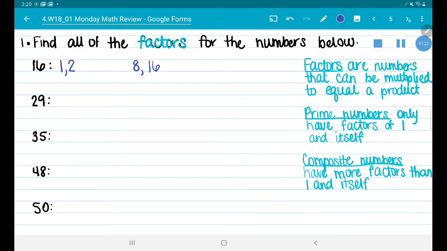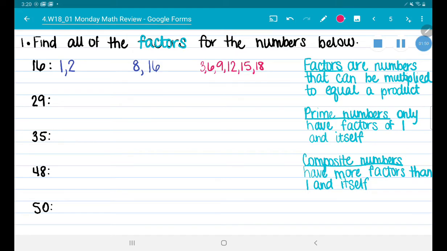And then I'm going to try 3. So I'm going to write down what I get when I skip count by 3s. Change colors just so that we know what this is. 3, 6, 9, 12, 15, 18. So I skipped right over the number 16. So 3 will not be a factor of 16.